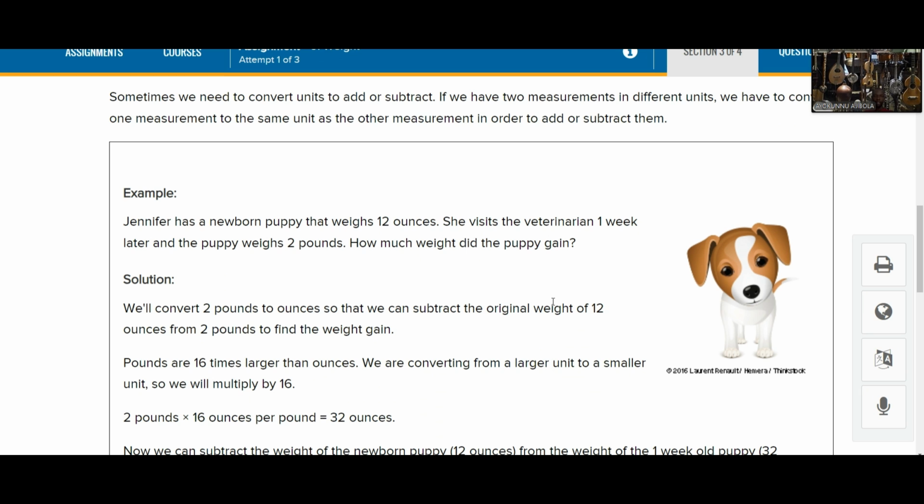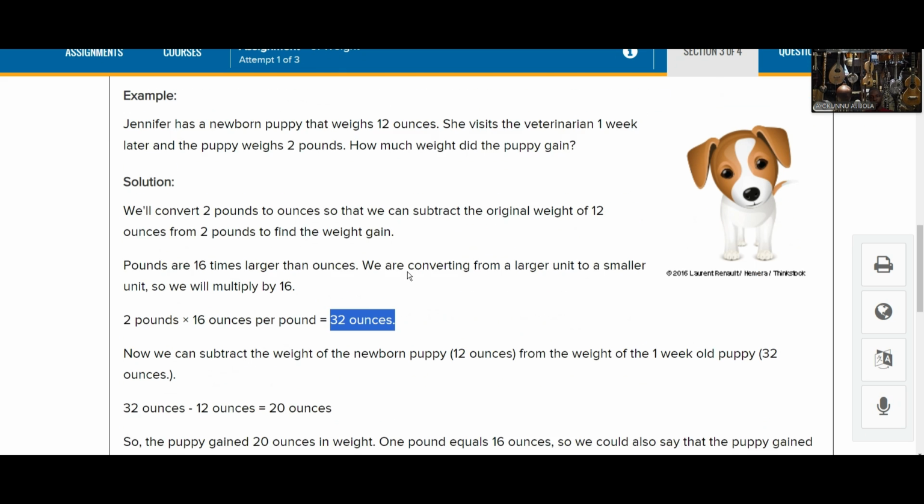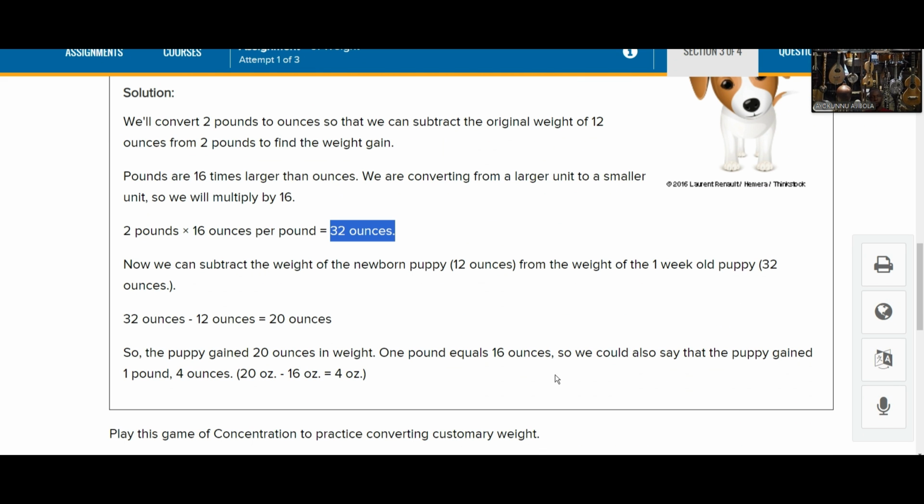So 2 pounds to ounces. We can convert the units to ounces altogether. We multiply the 2 by 16, and that's going to be 32 ounces. So from 12, that means the puppy has gained 20 ounces. When we subtract 32 minus 12, that's the difference. So the puppy gained 20 ounces in weight. 1 pound equals 16 ounces, so we could say that the puppy gained 1 pound, 4 ounces. Is that clear? Yes.